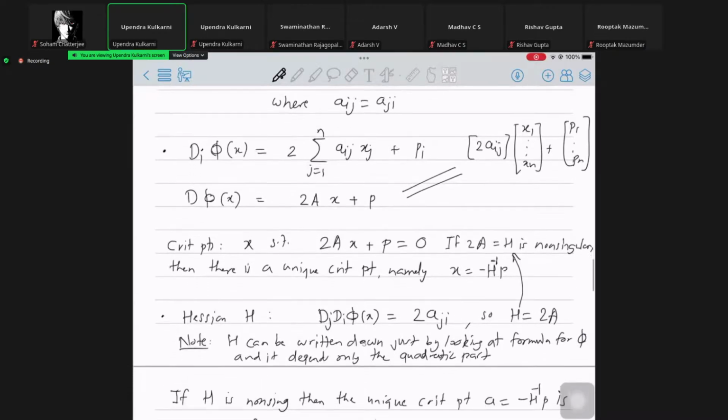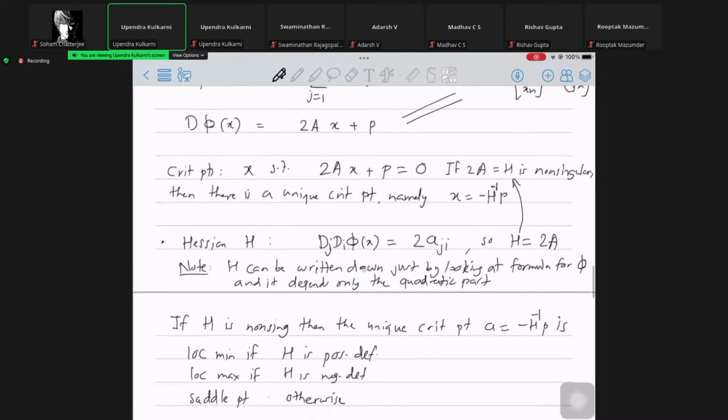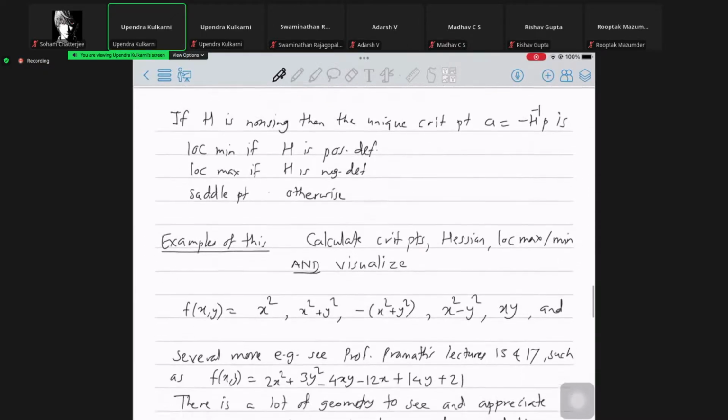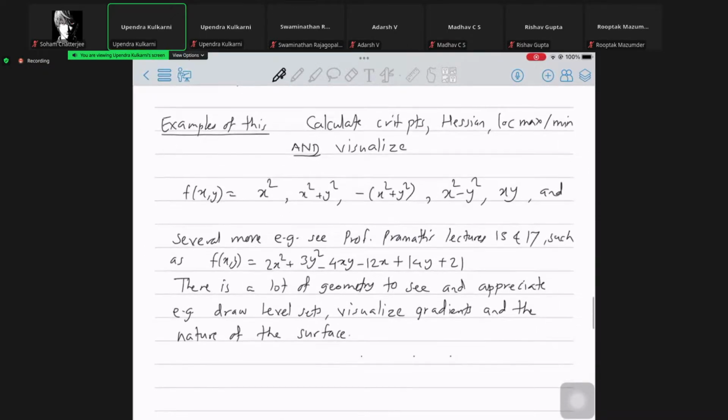And then the Hessian is just going to tell us whether the critical point is a local maximum or minimum or a saddle point. All right, so let's come to examples. So these are the examples that I wrote down last time. So let us see the geometry behind these examples one by one.